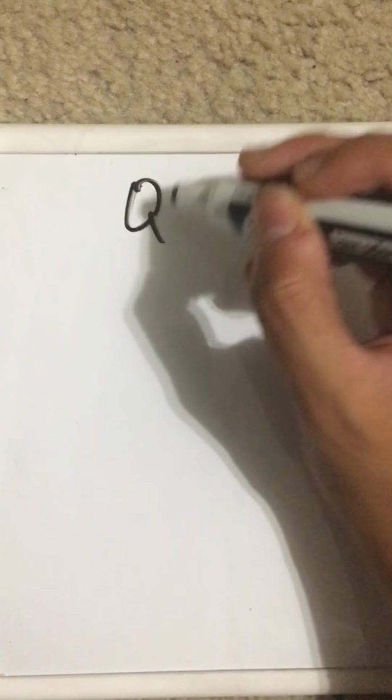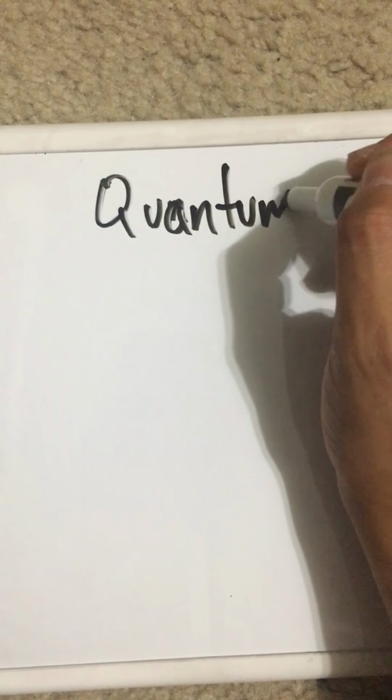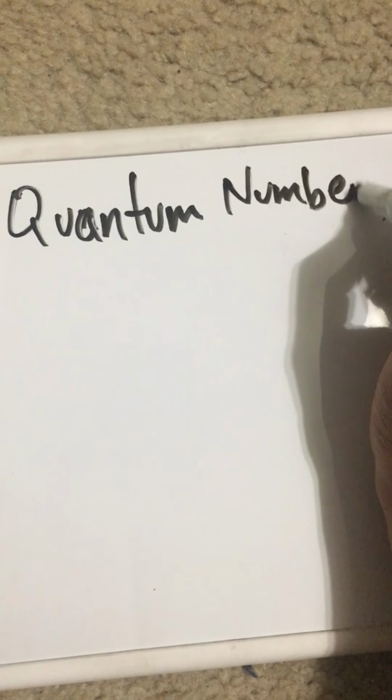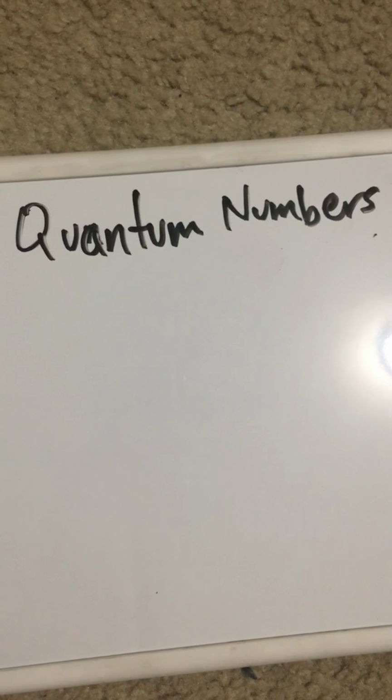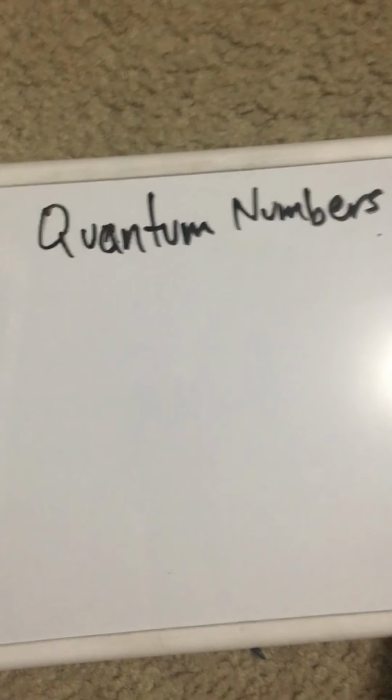And what we do to find out which cloud an electron is in is we assign each electron a couple of numbers, and these numbers are called quantum numbers. Quantum numbers help us find how many electrons there are in an atom, and also which cloud they are in, or which orbital the electrons are in.